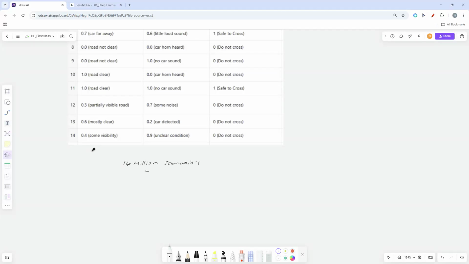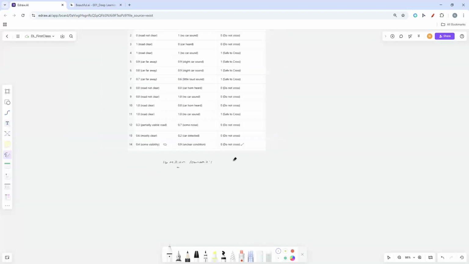So where x1 is equal to, say, the car is very far away, but even some kind of sound is heard. So basically what we'll be doing, we will not be crossing the road, right? It's all about these scenarios. They go in our mind every day, whether to cross the road or not. Am I right or wrong?